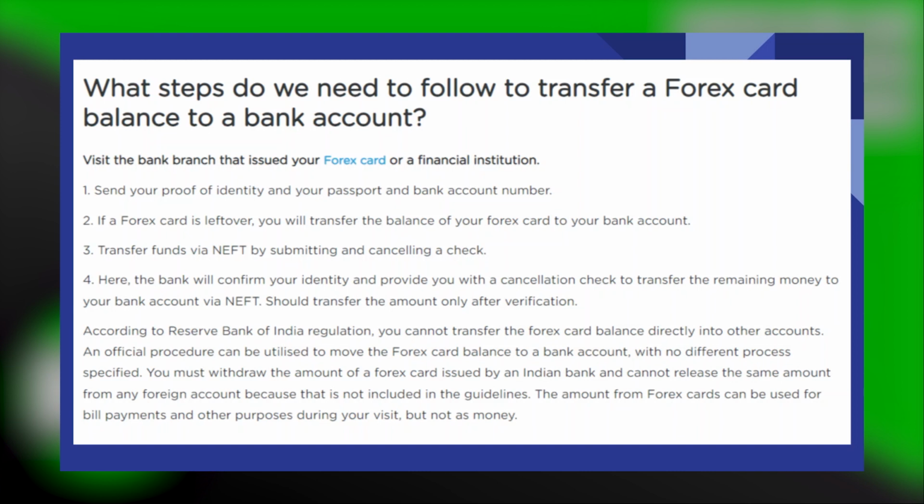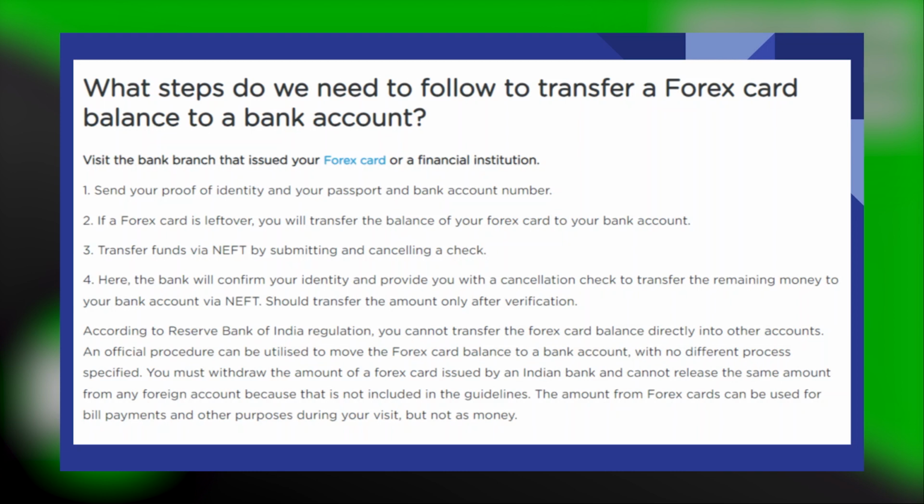According to Reserve Bank of India regulation, you cannot transfer the Forex card balance directly into other accounts. An official procedure can be utilized to move the Forex card balance to a bank account with no different process specified. You must withdraw the amount of a Forex card issued by an Indian bank and cannot release the same amount from any foreign account because that is not included in the guidelines.